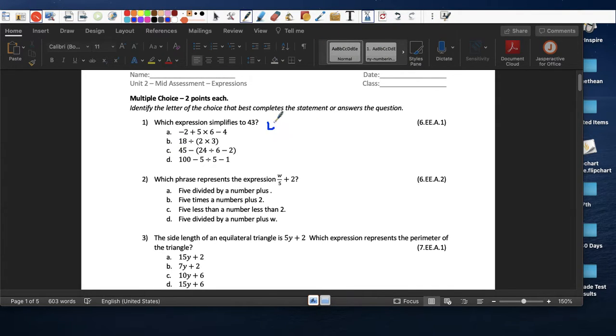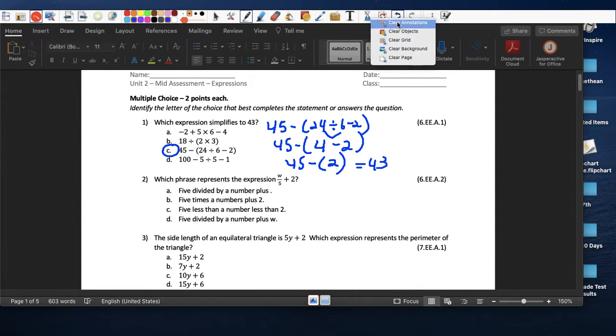C, well, let's see. 45 minus 24 divided by 6 minus 2. Well, we have to do the parentheses. So inside the parentheses, we have 24 divided by 6. Division comes before subtraction. 24 divided by 6 is 4. And then minus 2. 45 minus parentheses. And 4 minus 2 is just 2. Now I can subtract. What's 45 minus 2? 43. So the correct answer was C.